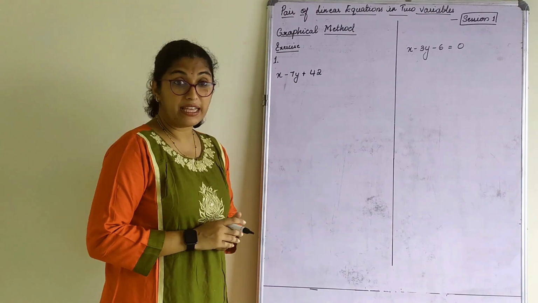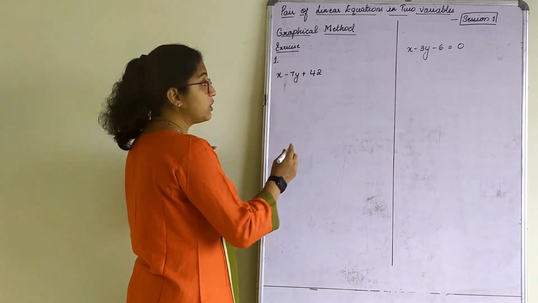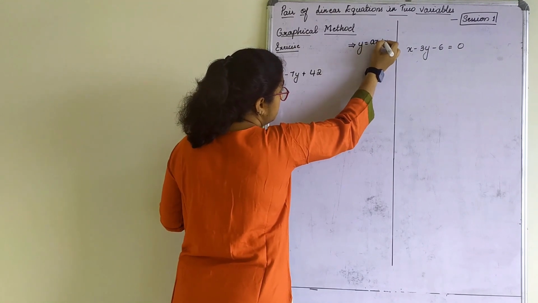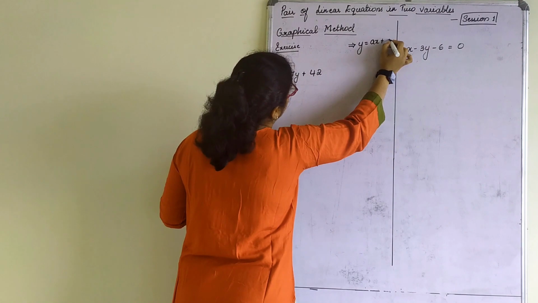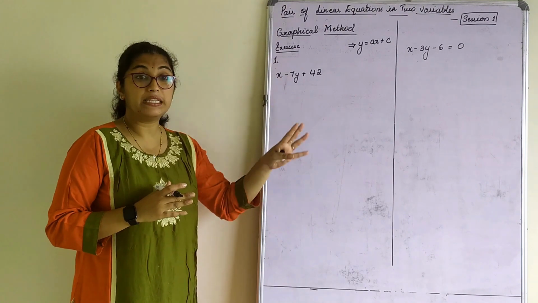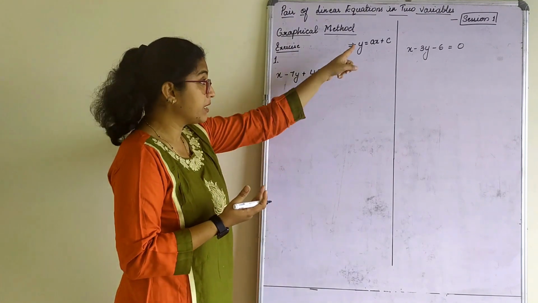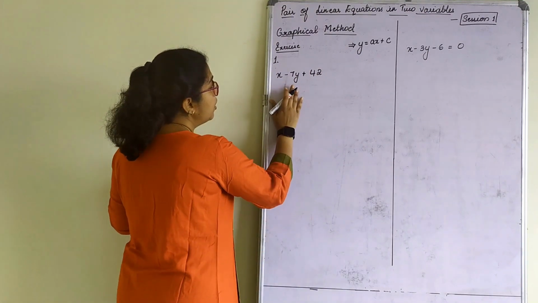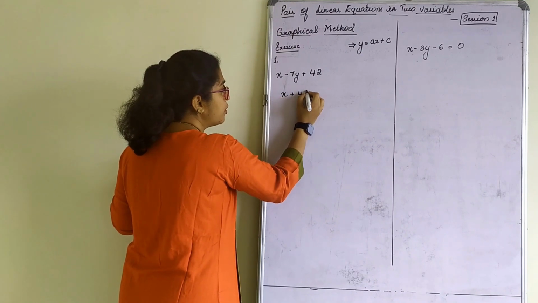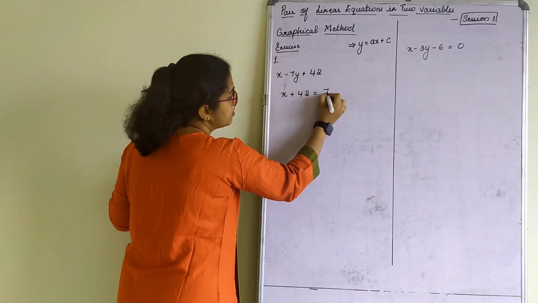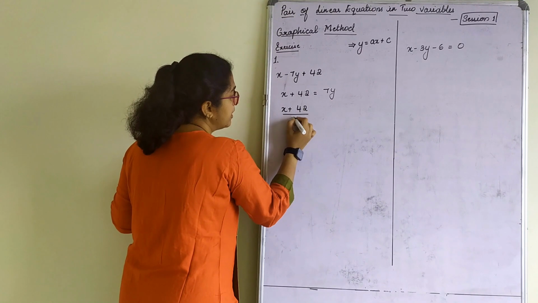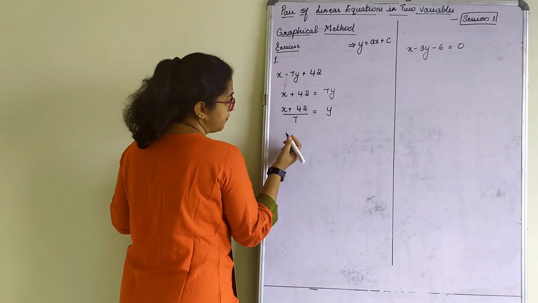But to find the value of x and y, we need to first arrange the given equation in the form of y is equal to ax plus c. This is the form how you have to represent it so that you can get values for x and y. Let us use this form to represent this now. What we will do here is, we will keep x plus 42 here only. X plus 42 is equal to, let us transpose 7y. That means x plus 42 divided by 7 is equal to y. Right?